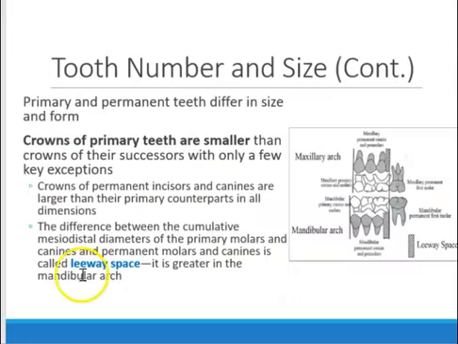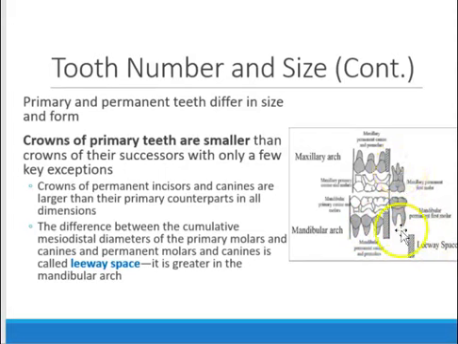Another term that I want you guys to know is called the leeway space. Leeway space is the space between, so it's this shaded area right here. This is your leeway space. So here is your permanent first molar, which comes out when you're 6 or 7 years old. The space between the permanent molar and the permanent premolar, that space right here, is called the leeway space.